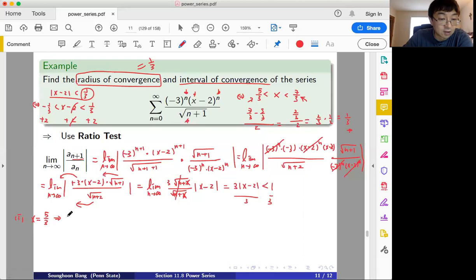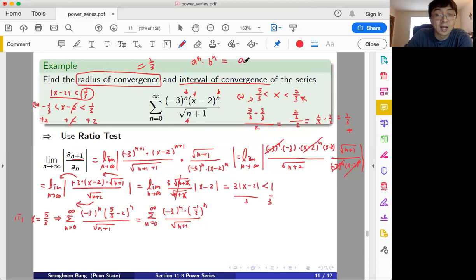This x, what's that? The summation n equals 0 to infinity of negative 3 to the power n times 5/3 minus 2 to the power n over the square root of n plus 1. You have to simplify. Negative 3 to the power n times, 5/3 minus 2 is minus 1/3, so minus 1/3 to the power n over the square root of n plus 1. You have to combine. Do you know this one? a to the n times b to the n, you can combine the base: a times b to the power n. So you can combine in the summation.